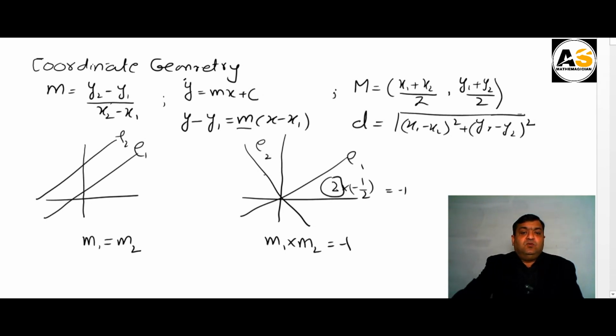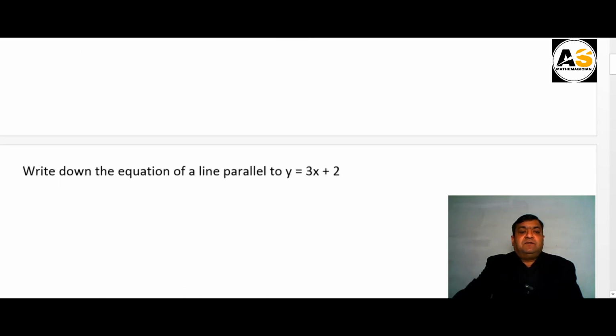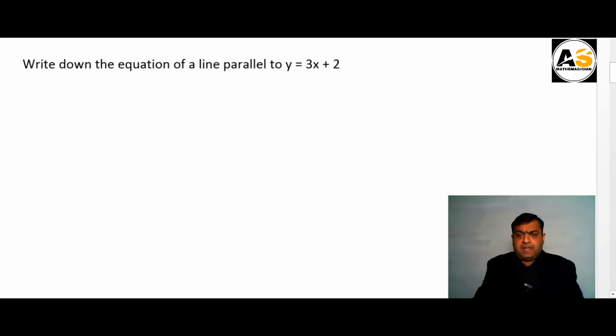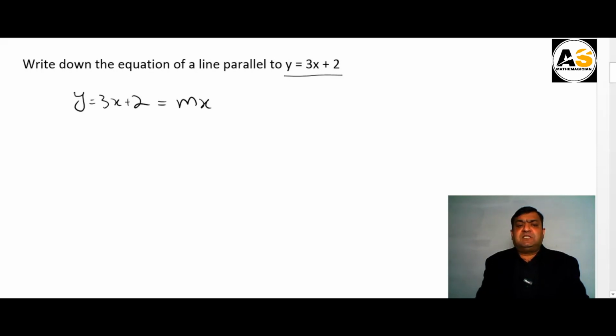Let us apply these two concepts in solving different questions. See this question first. Write down the equation of a line which is parallel to this line, y is equal to 3x plus 2. If we compare the given line 3x plus 2 with the standard form of equation mx plus c, then gradient of the given line is 3 and the required line is parallel to this line, so gradient of required line will also be 3.